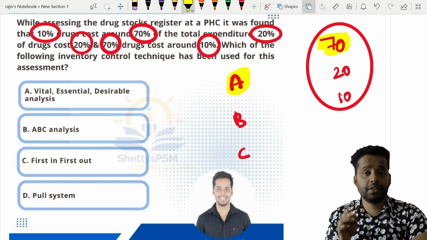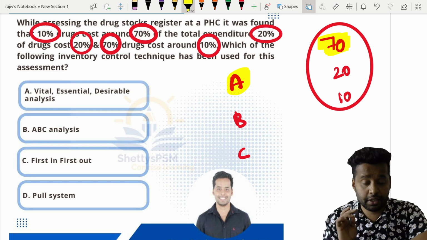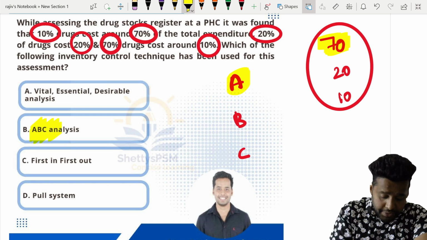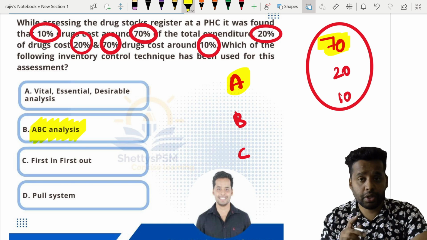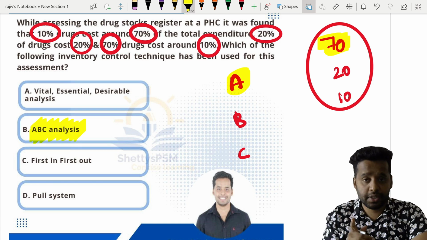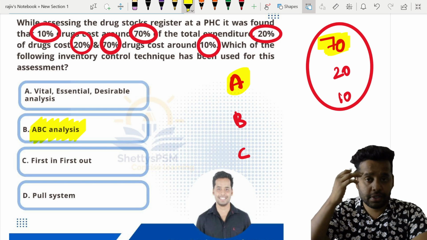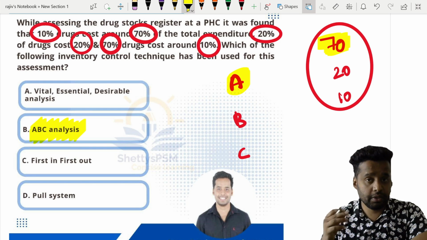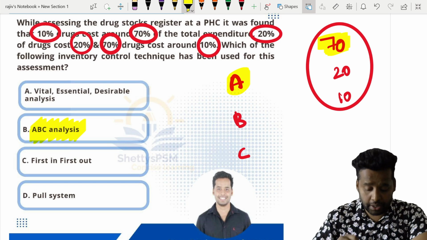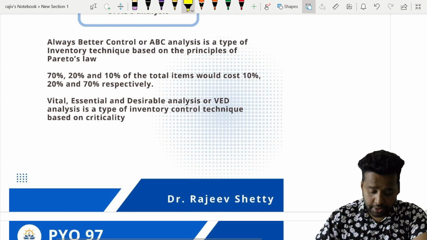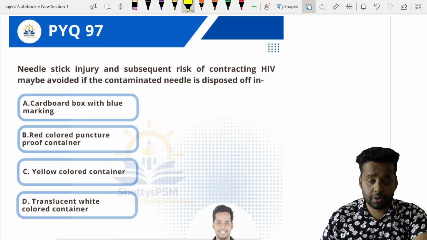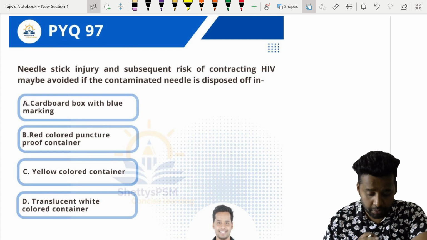This type of analysis, what you are doing based on cost factor, is called ABC analysis. Very important. Stock management. What is ABC analysis? What is A, what is B, what is C, which class of drugs are very important. Like that, if they ask, it is ABC analysis based on cost. A class of drugs is very, very important.